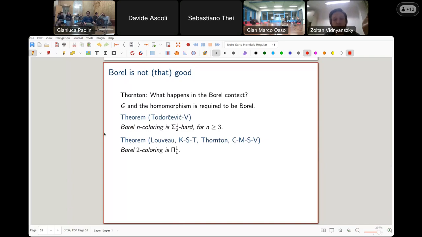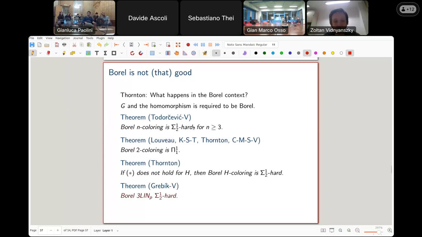Based on that, I was really hoping that Borel would be the right playground for these infinite versions. Riley also managed to show that if star doesn't hold, so if the finite problem is hard, then the Borel H-coloring is Sigma^1_2-hard. It's actually not very hard. He had to combine Bulatov, Jeavons, and Krokhin with our result with Stevo. But unfortunately, solving linear equations over Borel, Borel linear equations can be complicated. So this shows that the analogy breaks down.